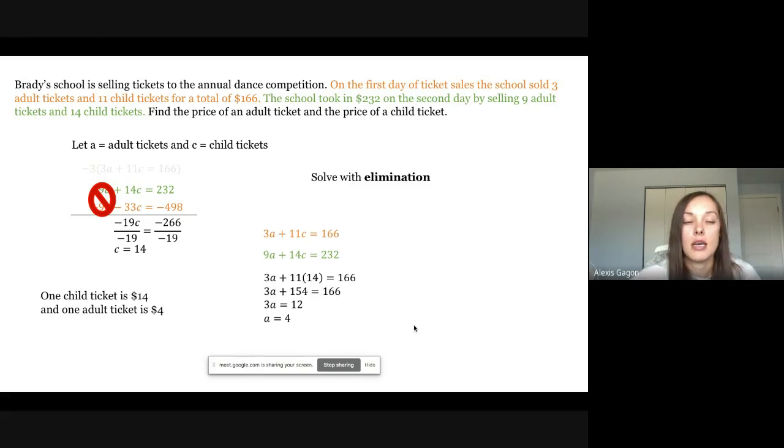Which doesn't make sense. Like in the world we live in, adults always pay more than children. But for this story problem, the child ticket is $10 more than the adult ticket.